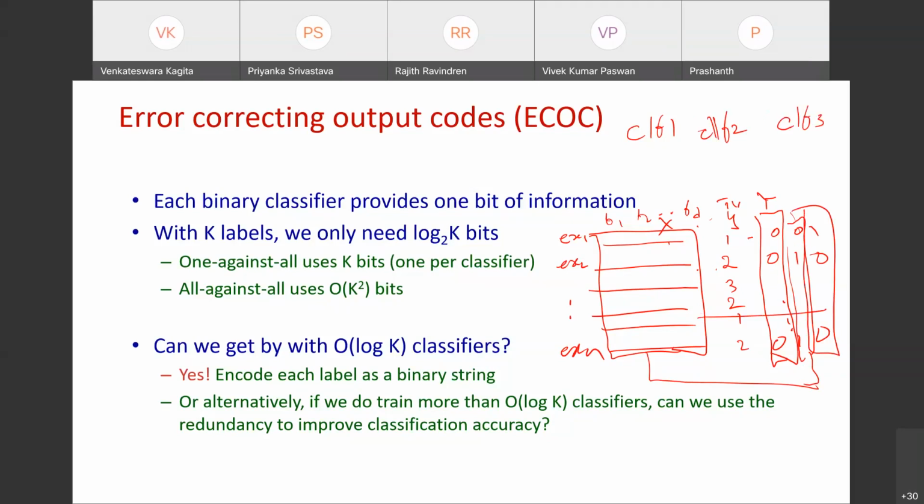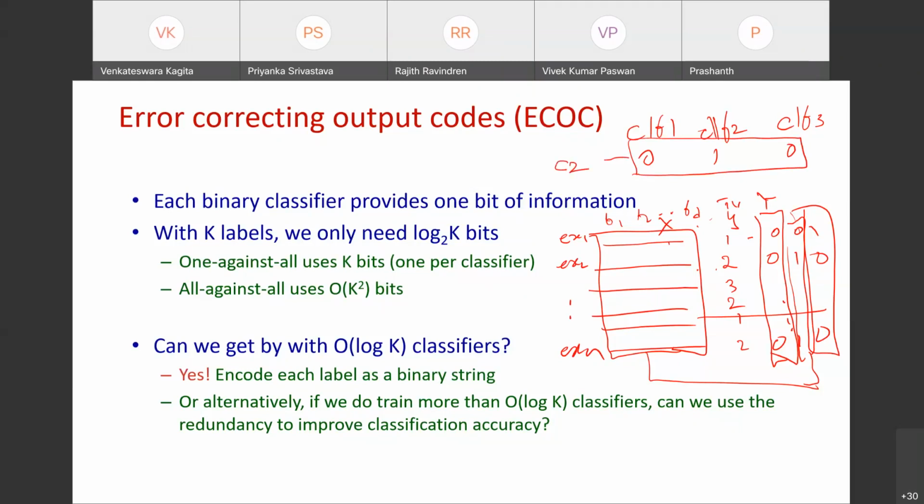So when a new instance comes in, you give it to all these 3 classifiers. CLF 1, let's say, predicts 0. CLF 2 predicts 1. CLF 3 predicts 0. So this is the bit string that you have got. Now you decode it. If you decode, what would you get? You would get 2, so you classify it as class 2.